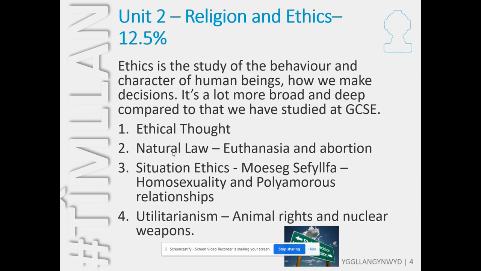The 3rd subunit then is situation ethics. And in this one, we look at homosexuality and polyamorous relationships. And then the 4th subunit then is utilitarianism, where we apply that to animal rights and nuclear weapons. So within this unit, there's a lot of discussion, lots of chances for pupils to be able to give their opinion and to make decisions regarding things. So it's a very, very exciting unit.